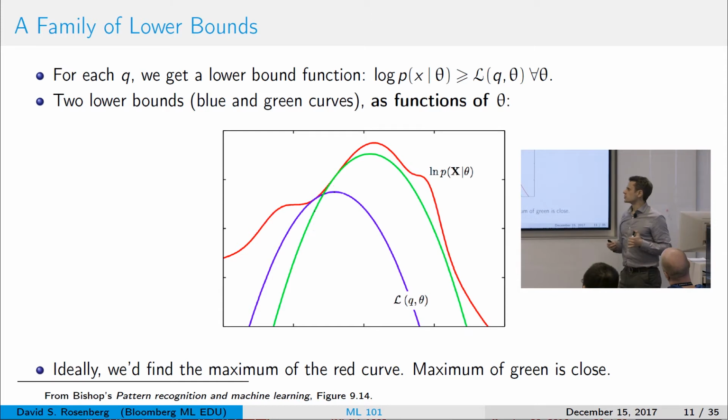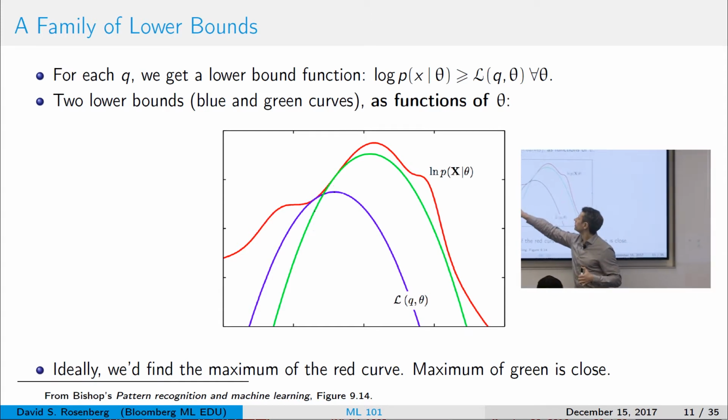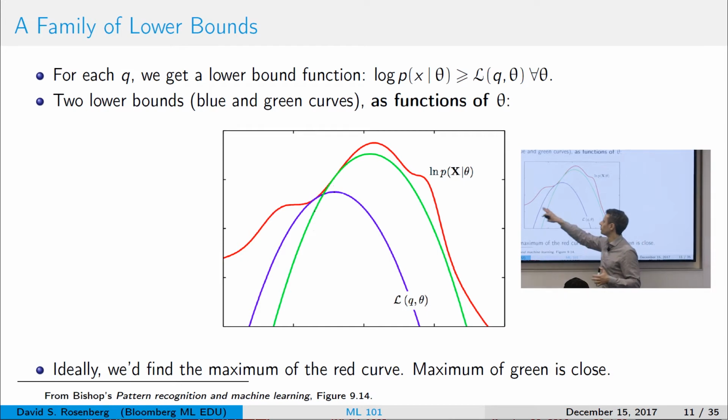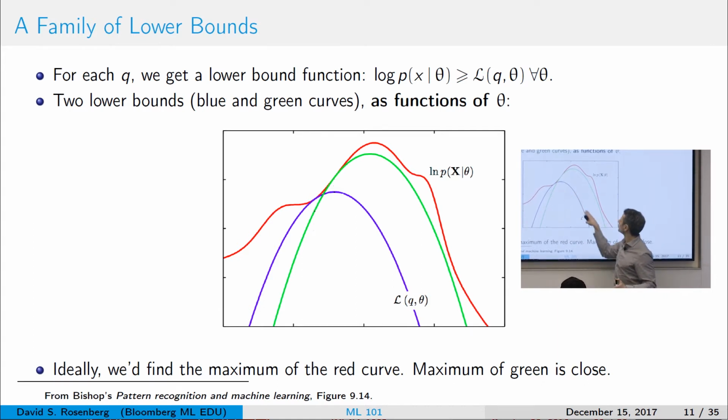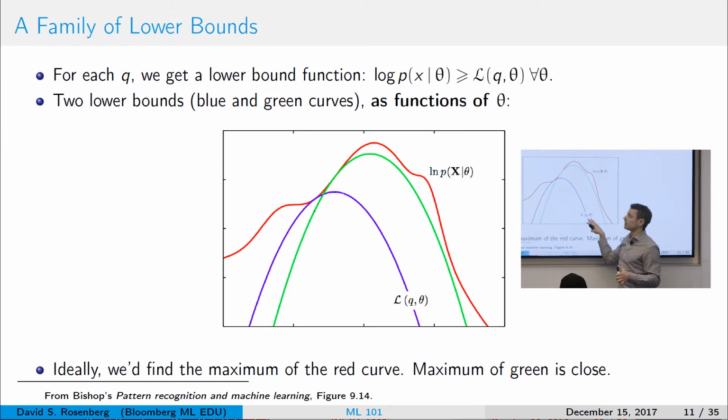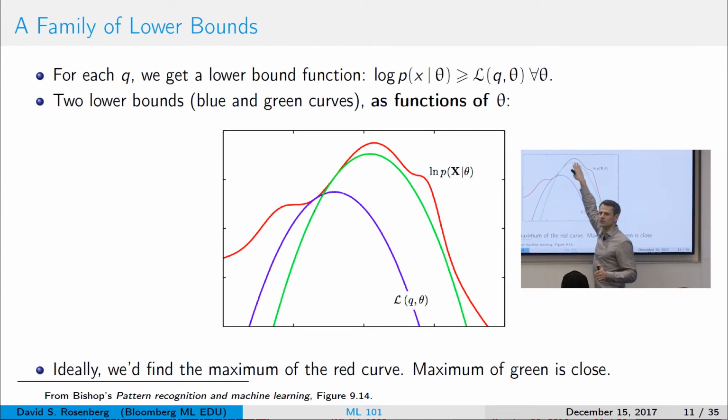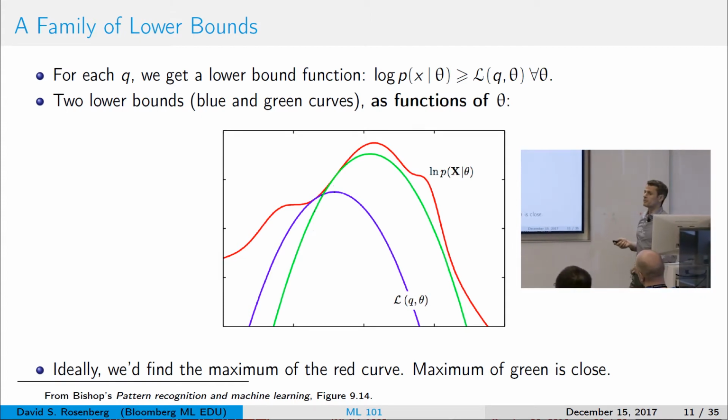Here's an illustration. It's kind of what I drew on the board. We're going to come back to this image a few times. The red is our marginal log likelihood. We want to maximize this; the x-axis is theta, the unknown parameter. The blue curve and the green curve are two different lower bounds for different q's. The maximum of blue is not a great approximation for the maximum of red. The maximum of green is better. And if we find the maximum over all lower bounds, well, that might just be good enough. We might be able to say something about that.